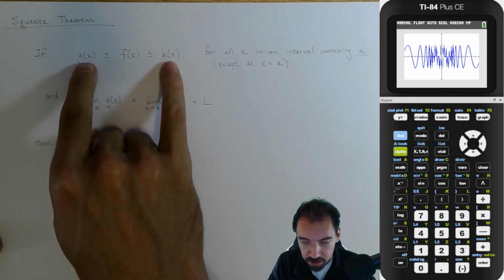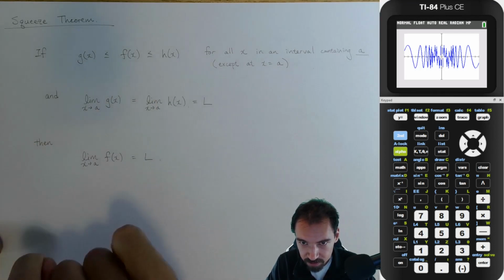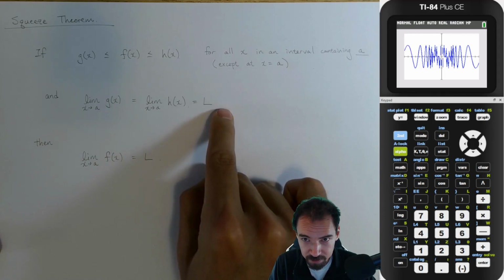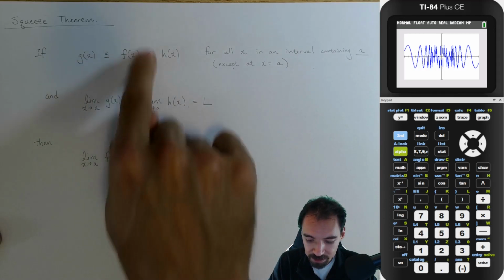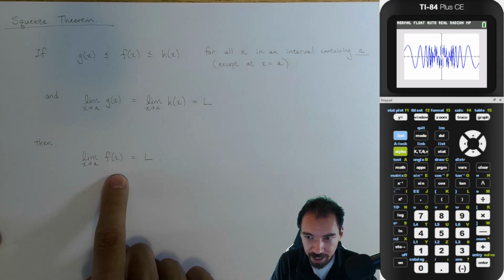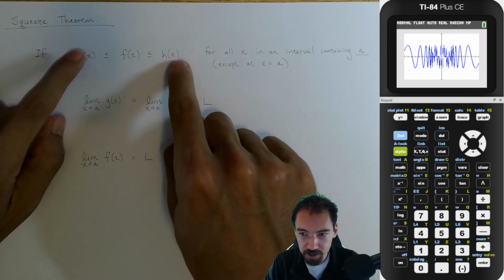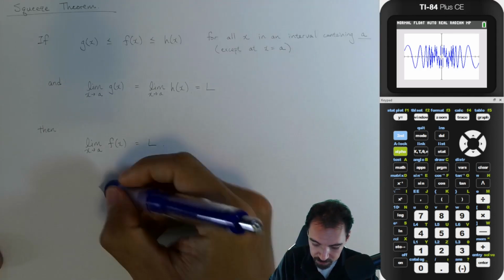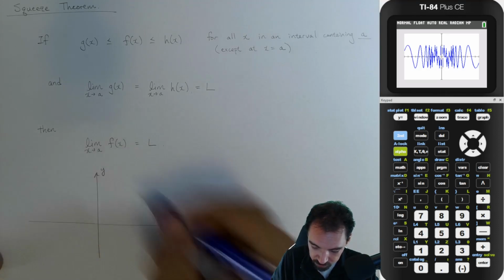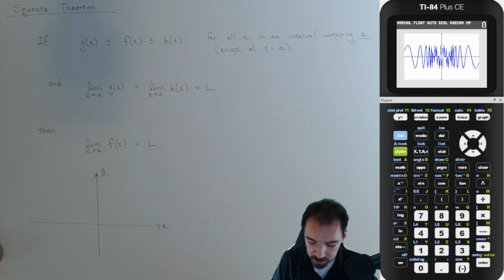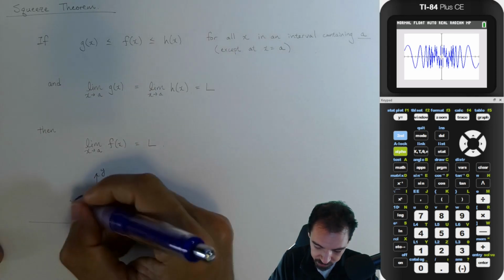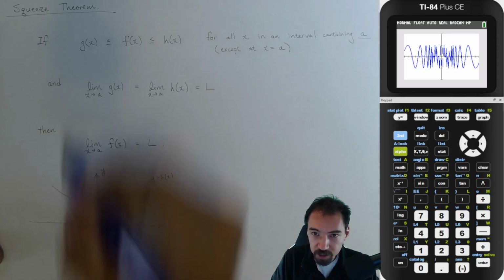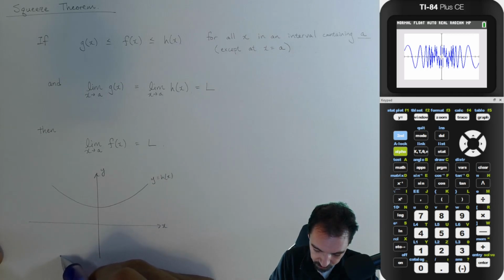And if the limits of these outer two functions, as x approaches a, are equal to each other, and the limit exists, then the argument is that the limit of that middle function has to end up the same value as the limits of these outer two functions, which perhaps makes a lot of intuitive sense. Because if we imagine, so this is like the picture that you'll always see drawn, that h of x is some function up here. This is like y equals h of x. And g of x is some function down here. Let's do this.